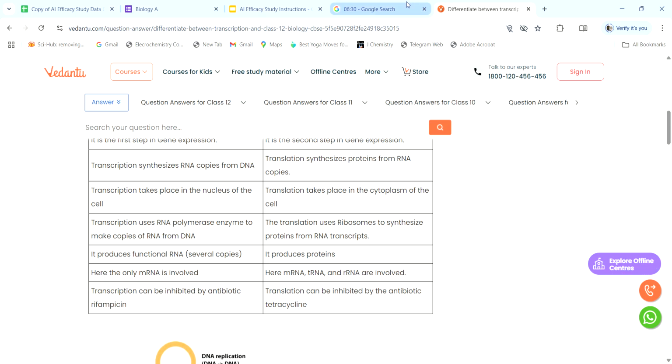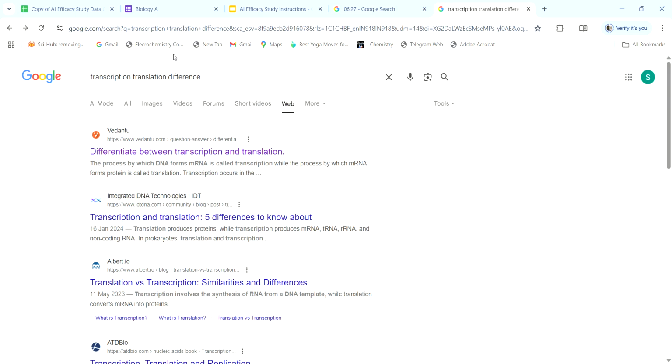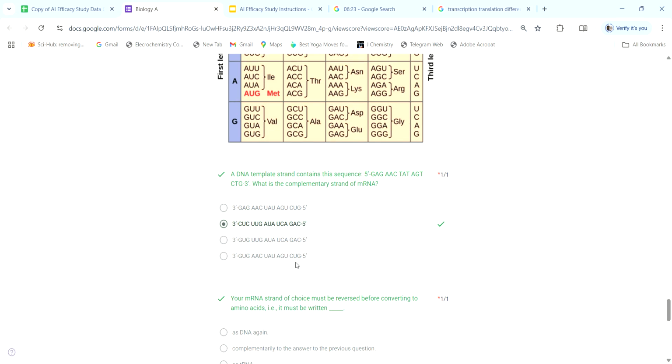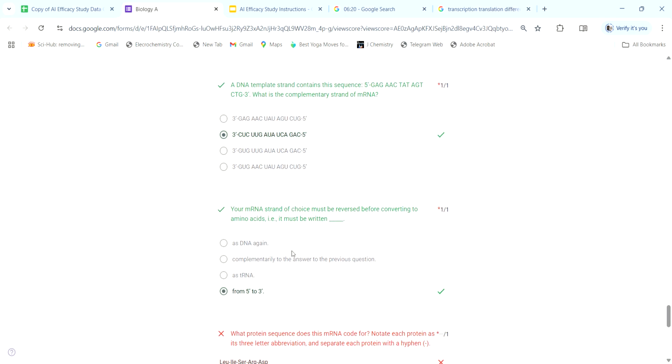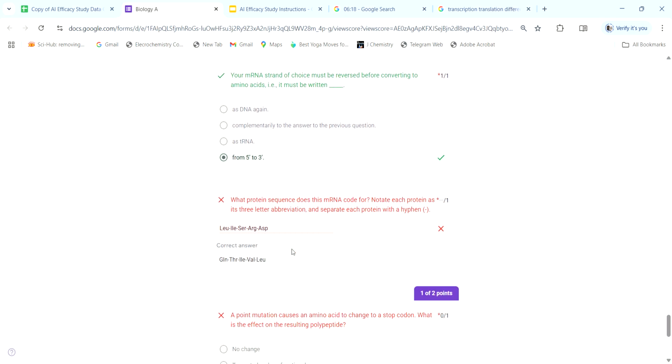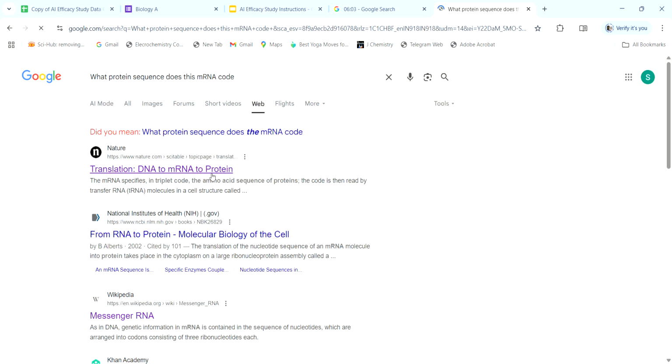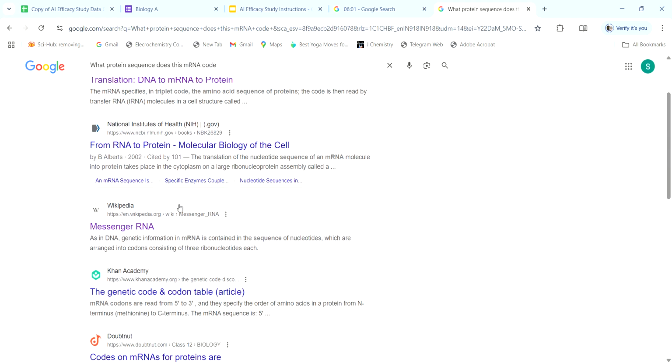Okay, so the next wrongly answered question is: what is the sequence of mRNA code? Protein sequence. So actually mRNA means messenger RNA.